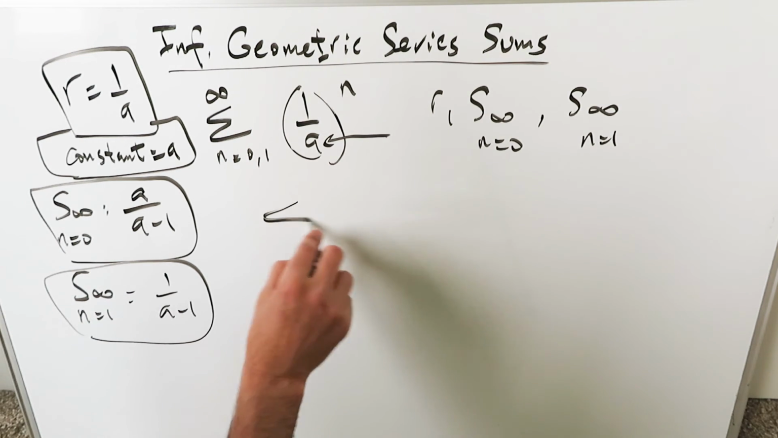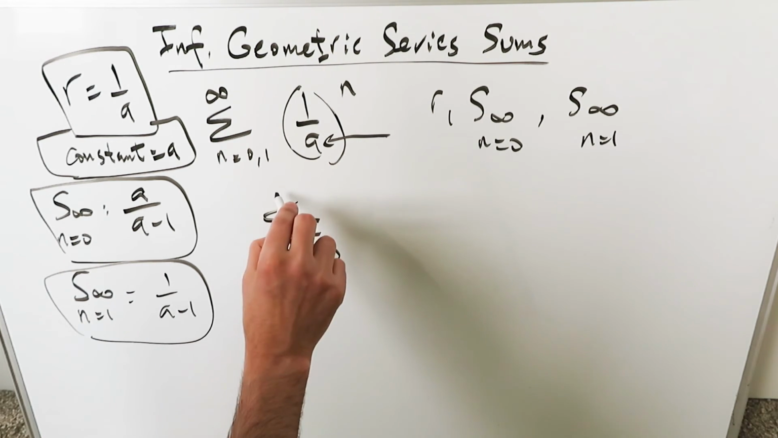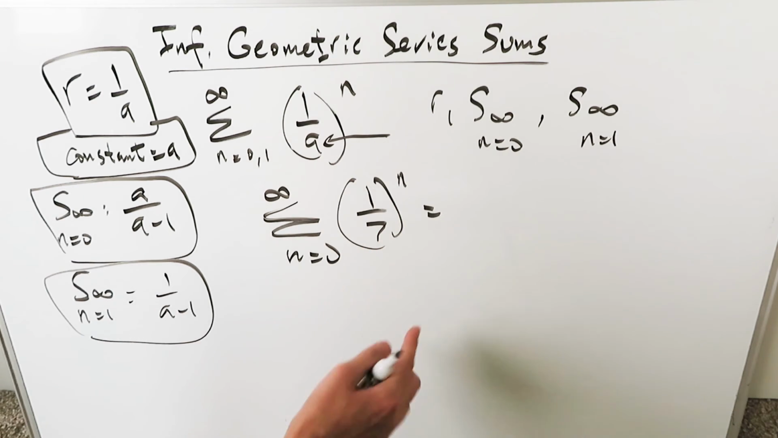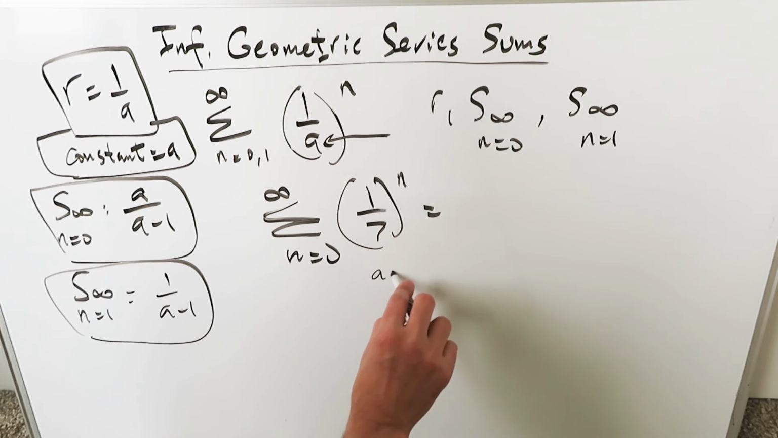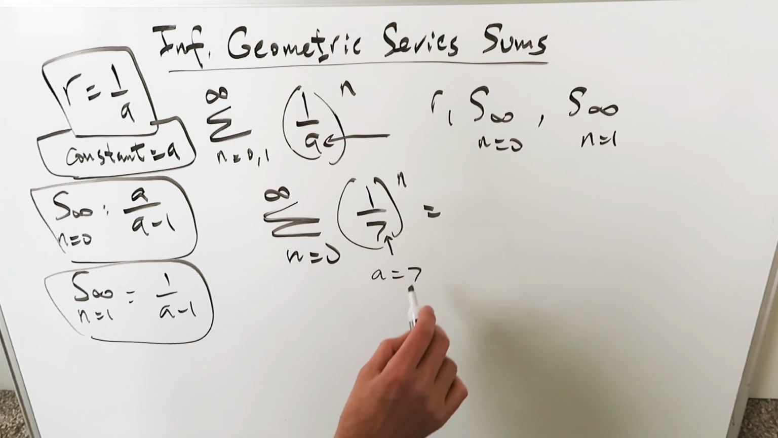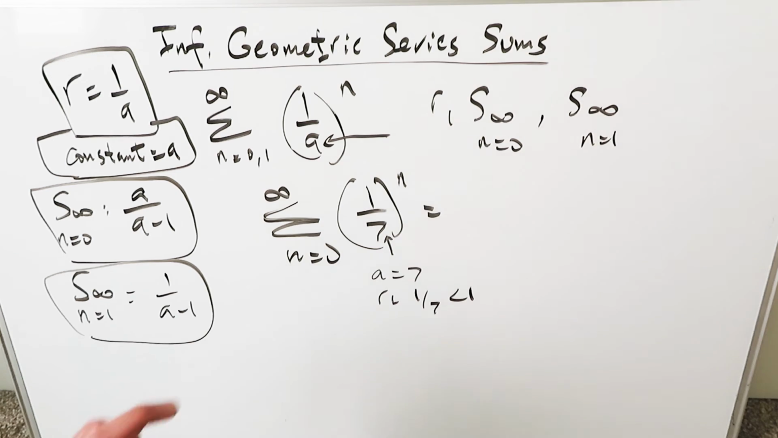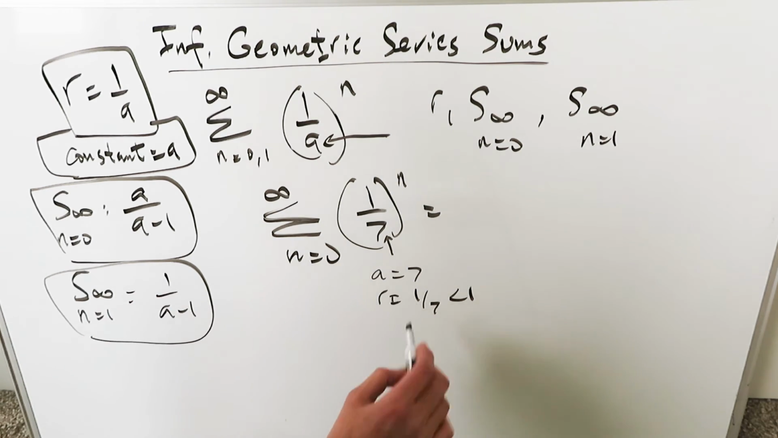Look right over here. n is equal to 0 up to infinity. I'm looking at 1 over 7 to the power of n. I know right here, just by looking at this, I have an a value equal to 7 because what you see here is equal to 7. Your common ratio is equal to 1 over 7 and it's visually less than 1, so we're done with that. It's convergent, we'll have a finite value.